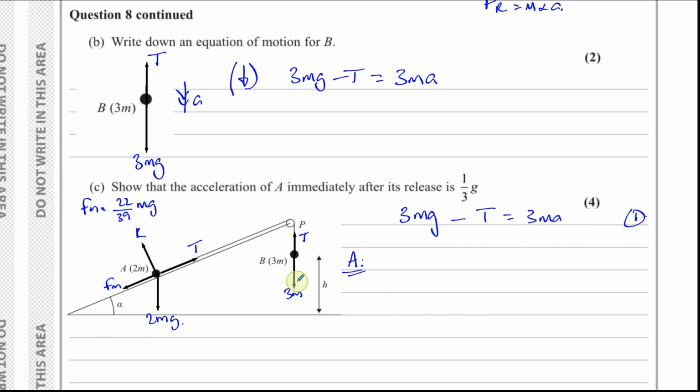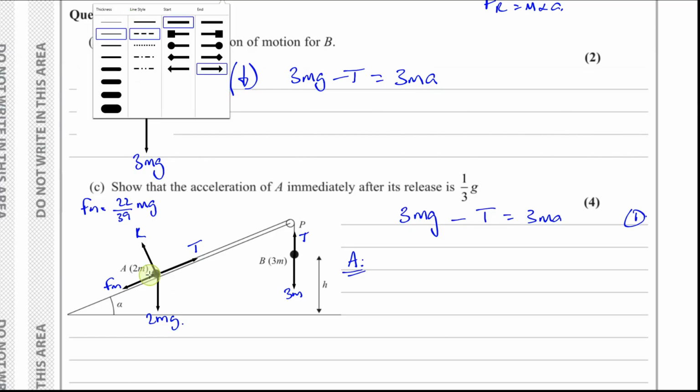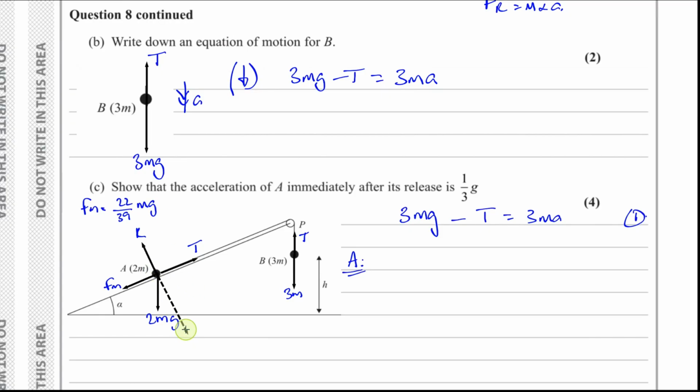So if you look at A, the forces acting on A are the tension going up, and then we have to think about resolving the forces acting on it in this direction. We already know this direction, but in this direction we have to calculate.